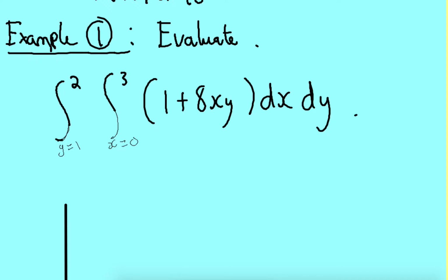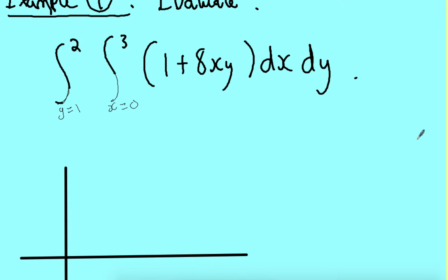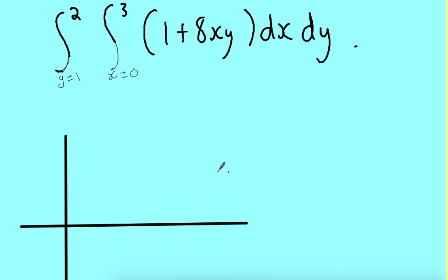Now, what I want to do is work out, what does this region here actually mean? So this is y equals 1, that's y equals 2, that's x equals 0, that's x equals 3. Now, y equals 1, if I was drawing it, y equals 1 is just a line that goes along like that.